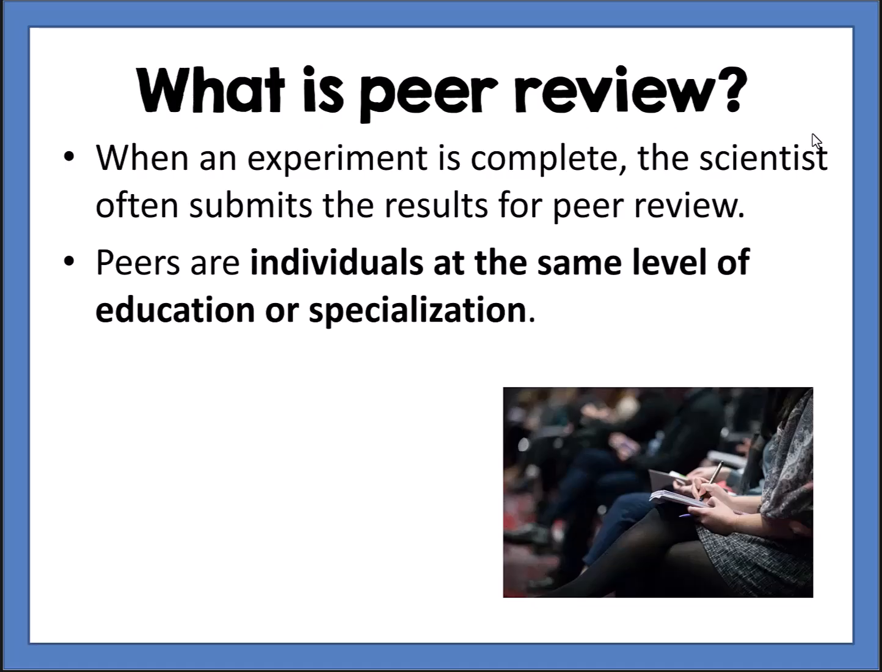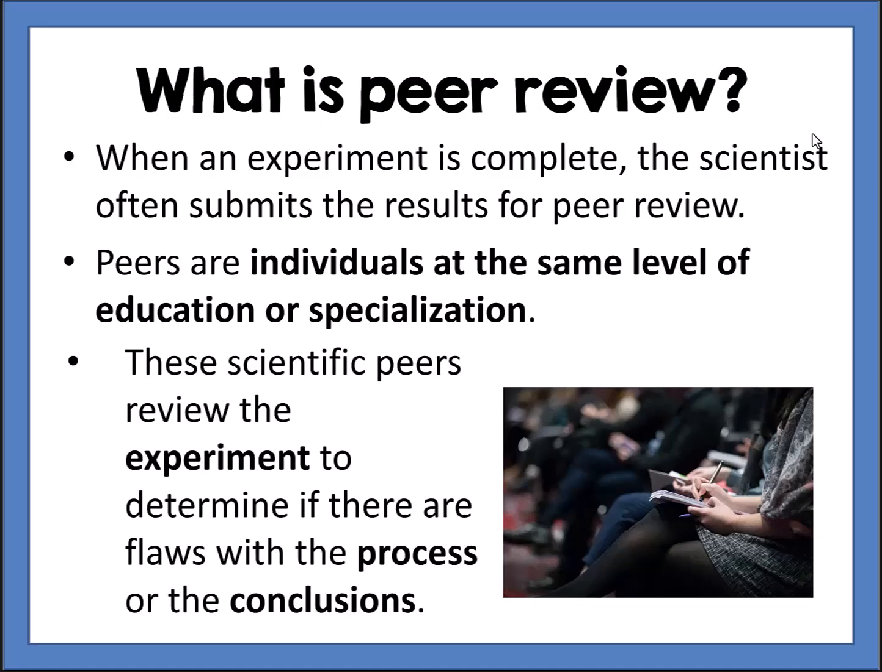So in your life, your peers are other teens that maybe go to school with you or are in activities with you. In the scientific community, peers would be other scientists that specialize in the same field of science or have the same level of education as the scientist that's submitting the results. These scientific peers review the experiment to determine if there are flaws with the process or the conclusions.